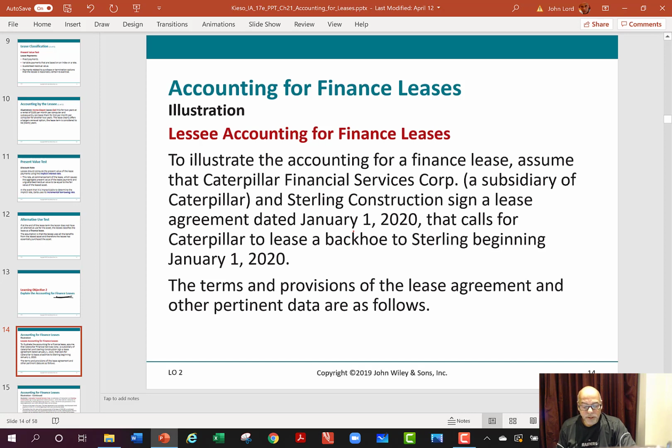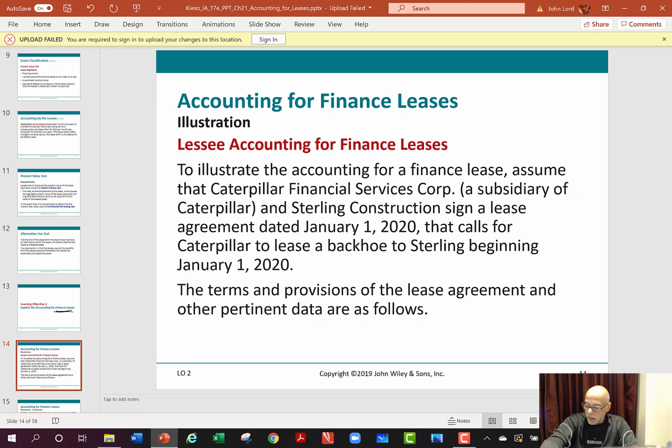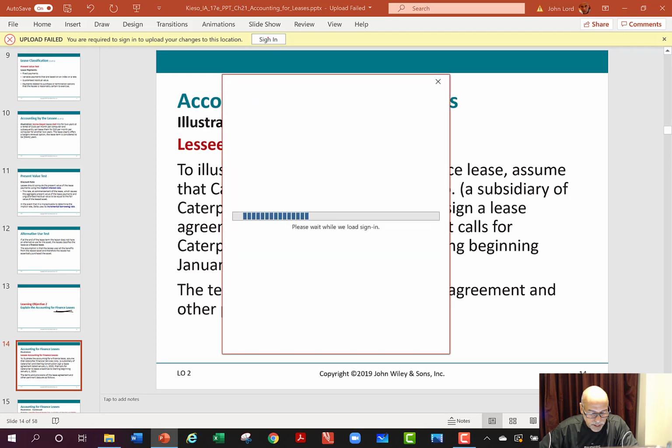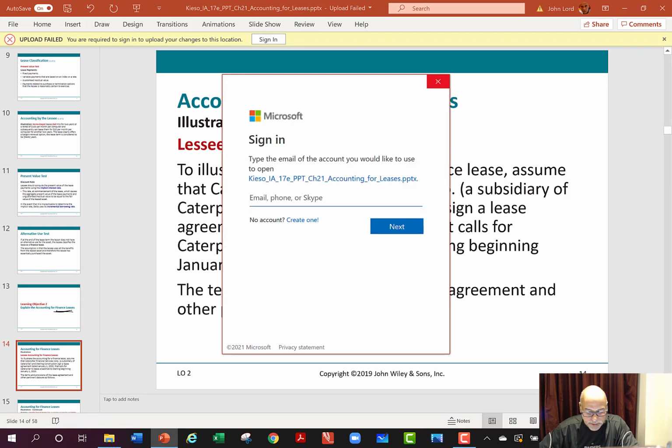Assume that Caterpillar Financial Services Corp., a subsidiary of Caterpillar, and Sterling Construction sign a lease agreement dated January 1st, 2020 that calls for Caterpillar to lease a backhoe to Sterling beginning January 1st, 2020. The terms and provisions of the lease agreement and other pertinent data are as follows. So we're going to look at what they give us here, and we're going to see if we're going to treat this as a finance lease.